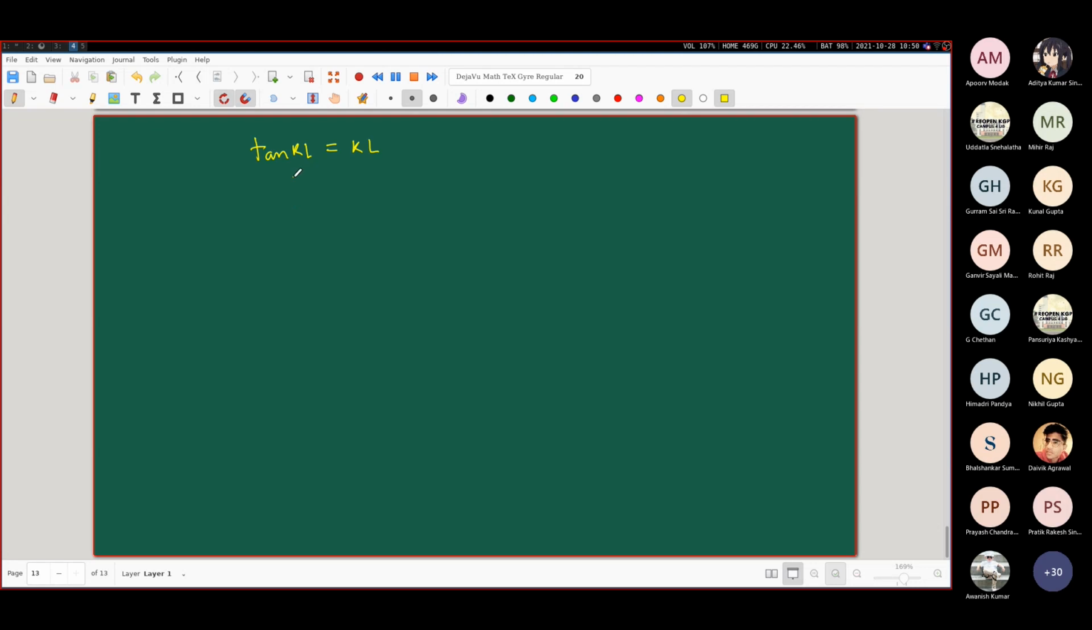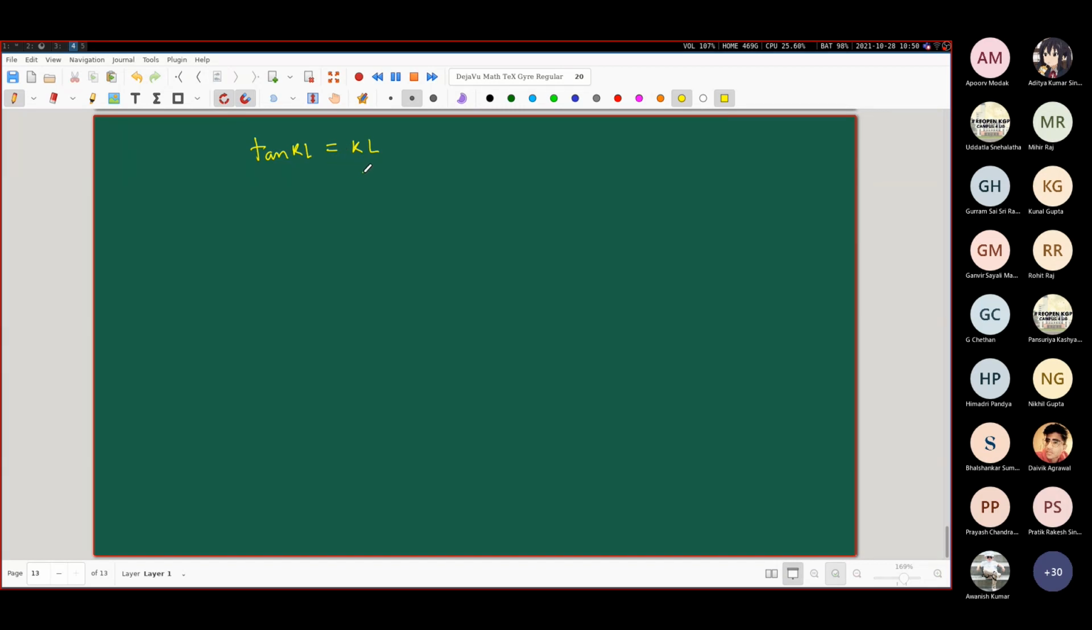In earlier days, what people used to do is, maybe from your JEE days you have done these things. This used to be a common type of question back in our day. Basically, you have to consider this as a function and this as a function, and you plot this thing and you plot this thing, and wherever these two things intersect, that is the solution. That is the geometrical meaning of this equation. You have a function tan KL on the left hand side and a function KL on the right hand side. Wherever those two functions intersect, that is where this equality holds.